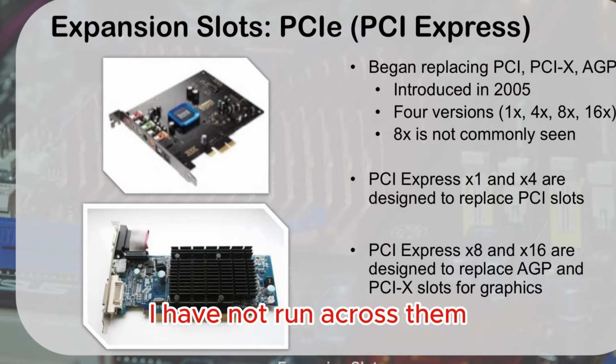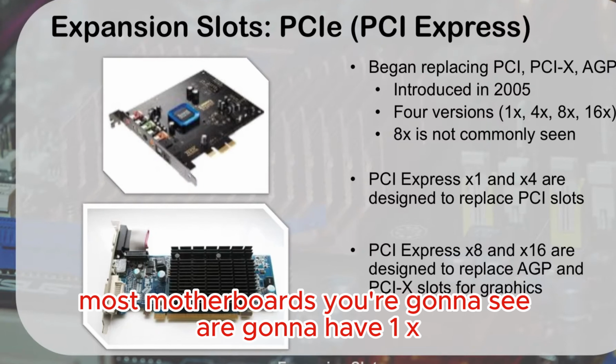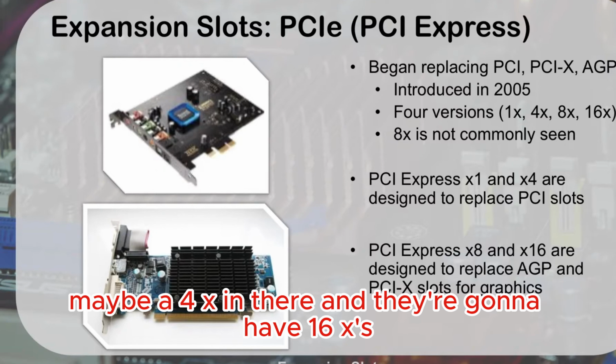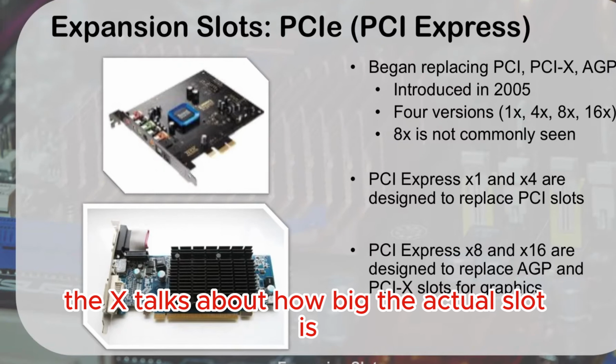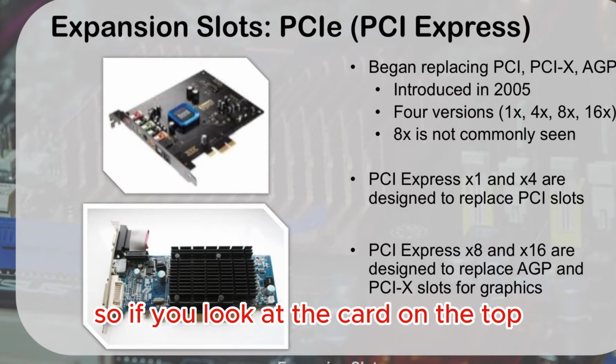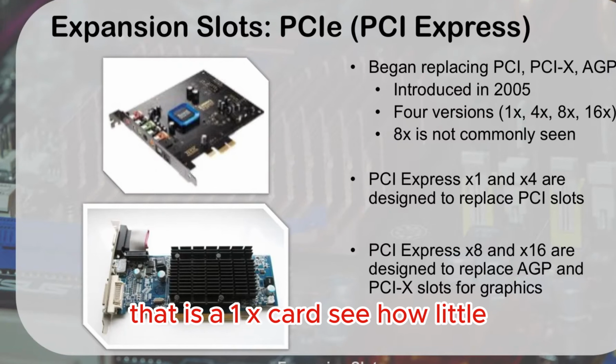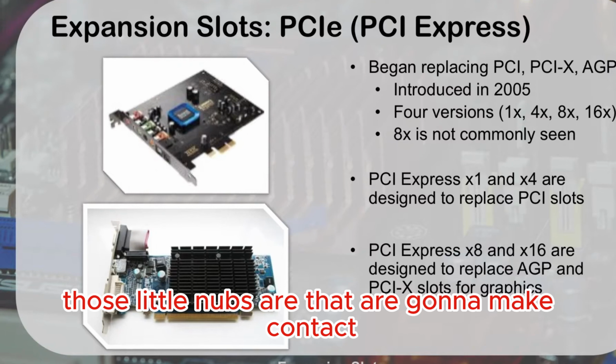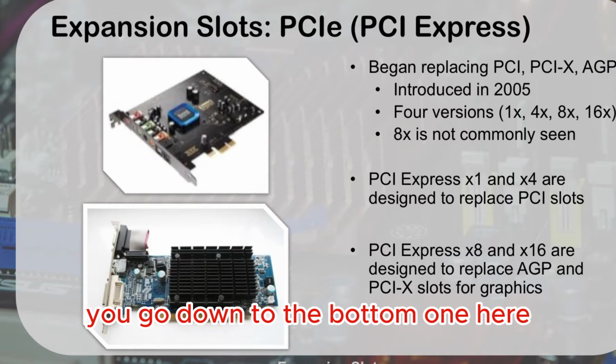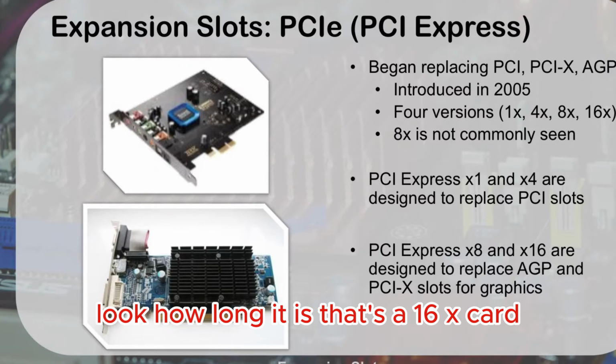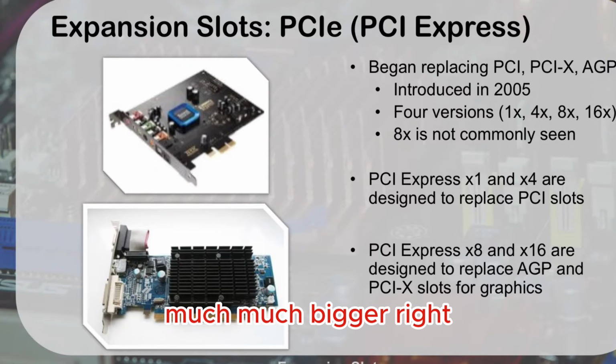You won't see 8X very commonly. I have not run across them. Most motherboards are going to have 1X, maybe a 4X, and they're going to have 16Xs. The X talks about how big the actual slot is. So if you look at the card on the top, that is a 1X card. See how little those little lips are that make contact? You go down to the bottom one here, look how long it is. That's a 16X card. Much bigger, right?